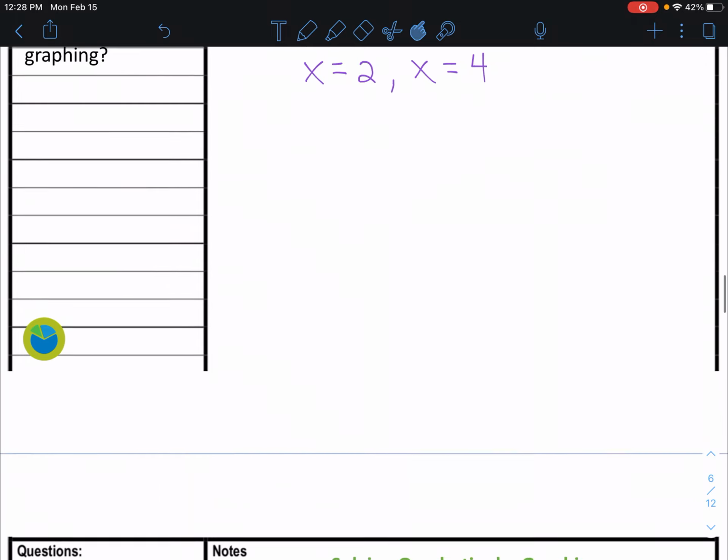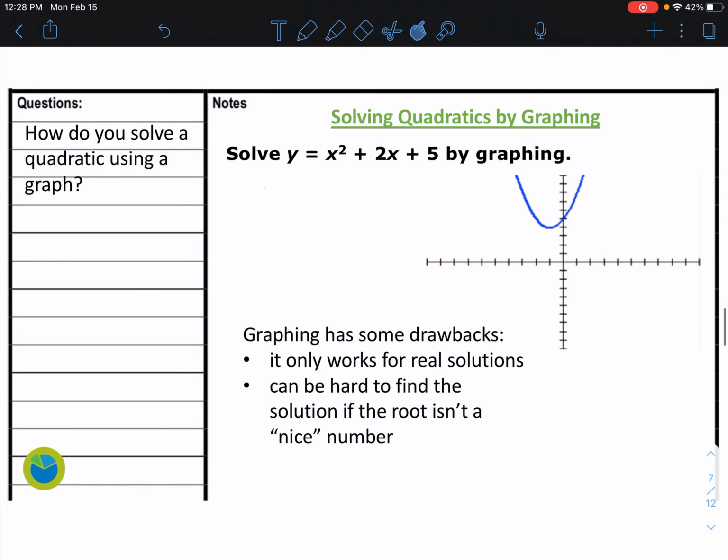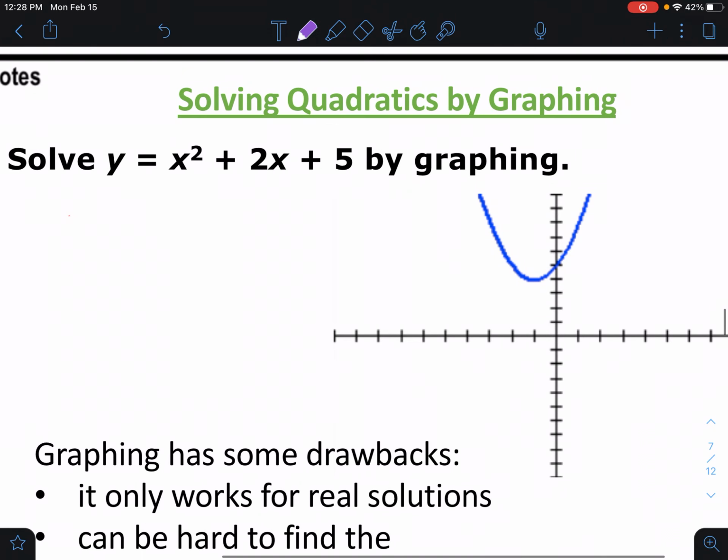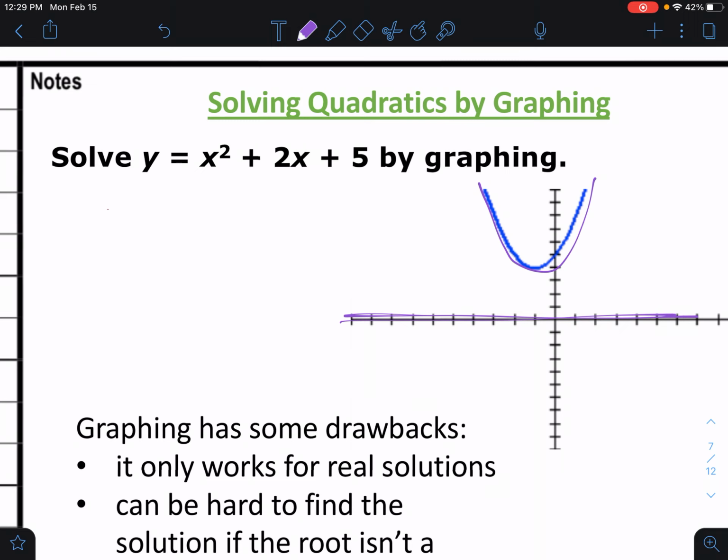Now, sometimes when you graph, you're going to get a quadratic like this one right here. It does not cross the x-axis at all. So what does this mean? Well, we already talked about this. This means I have two roots, two answers, but they're not real. So I have 0 real roots, I have 2 imaginary roots. You can write either one of those: 2 imaginary roots or no real roots.